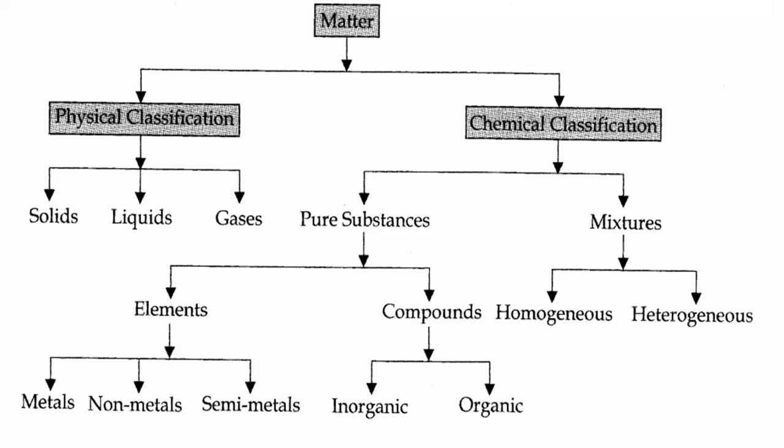And here is the classification. I have made a slight attempt to club everything into a flowchart. Matter has physical and chemical classification. Based on physical classification, we have solids, liquids, and gases. We even have plasma and Bose-Einstein condensate. Chemical classification: pure substances and mixtures. Under mixtures, we have seen homogeneous and heterogeneous mixtures. Pure substances are classified as elements and compounds. Elements are metals, non-metals, and semi-metals, that is metalloids, which we will take up in the next classes. And then compounds: inorganic compounds or organic compounds.